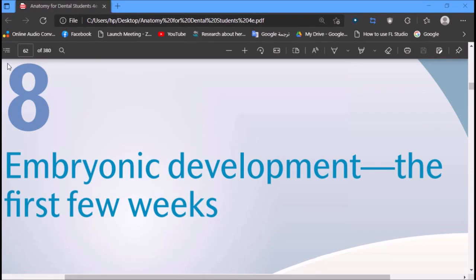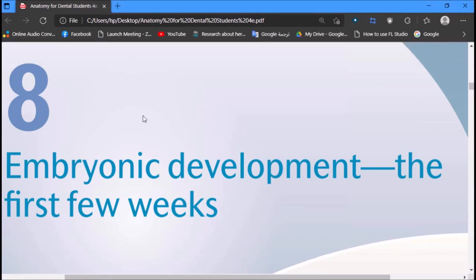Hello everyone, today we are discussing page number 62, embryonic development of the first few weeks, in this lecture of the reading book Anatomy for Dental Students. Chapter contents: Introduction, fundamental processes underlying development, the first 3 weeks of development, folding of the embryonic plate and its consequences.